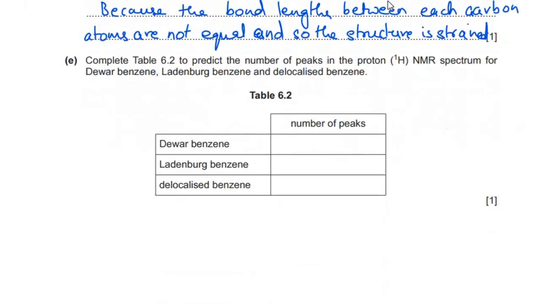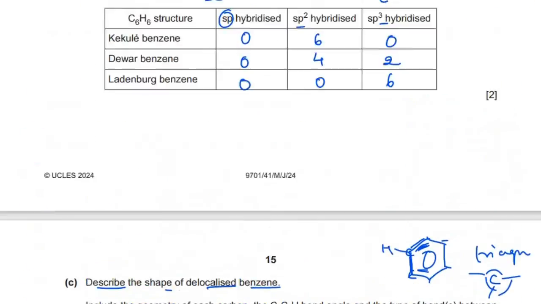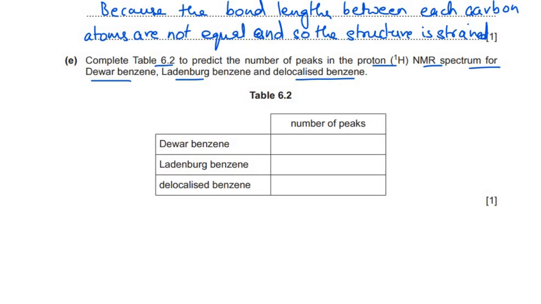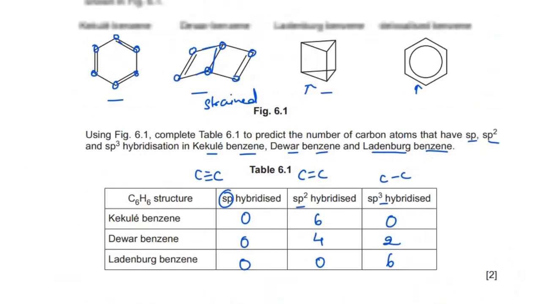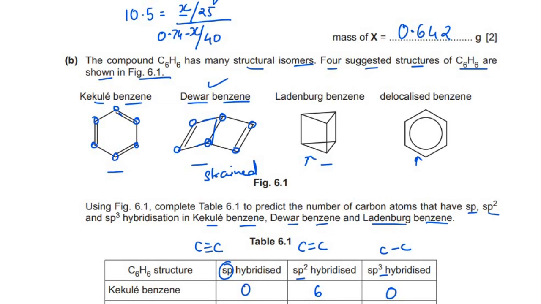Okay, next part. Complete table 6.2 to predict the number of peaks in the proton NMR spectrum for the Dewar benzene, Ladenburg benzene and the delocalized benzene. So now understand we are talking about the proton NMR, that is hydrogen NMR, in the three structures: Dewar, Ladenburg and delocalized benzene. These three structures, okay, 1, 2 and 3.